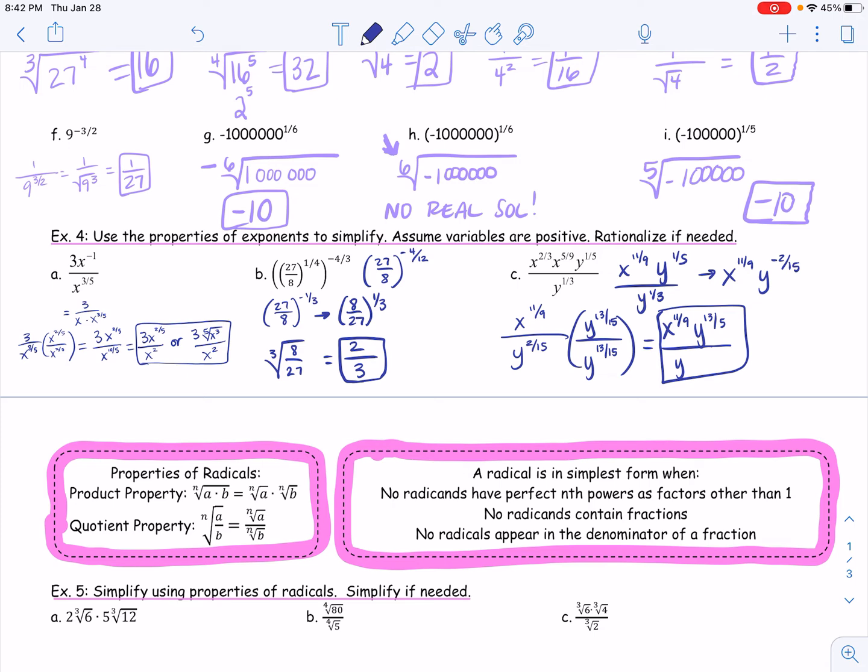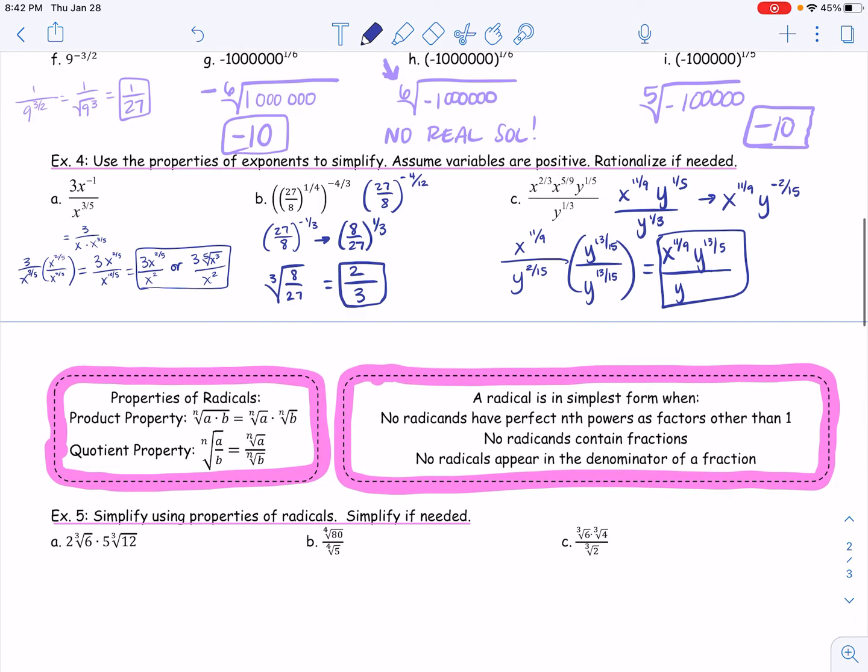Okay, so some more properties of radicals. Remember when we already worked these out. The product property and the quotient property. If I take any root of two things being multiplied, I'm taking the root of one and the root of the other. Same thing with the division problem. If I'm taking that root of a fraction, I'm taking the root of the top and the root of the bottom, which is very helpful for us. We're going to be simplifying a lot, right?